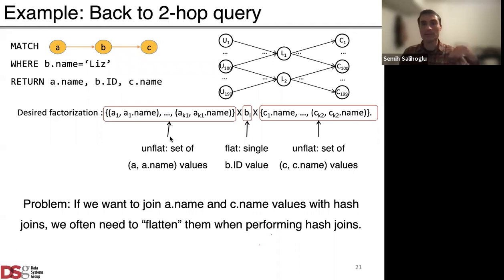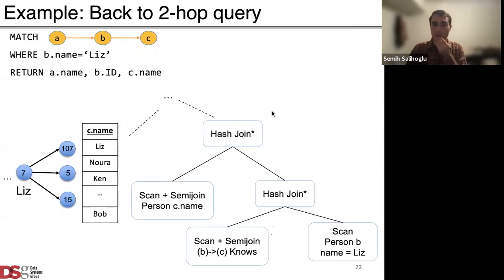The problem with using an S-join is that whenever you need to grab the names of these unflat vectors, they need to be flattened, right? So that's where you run into a problem with only an S-join-like operator in your system, right? So let me show you the problem.